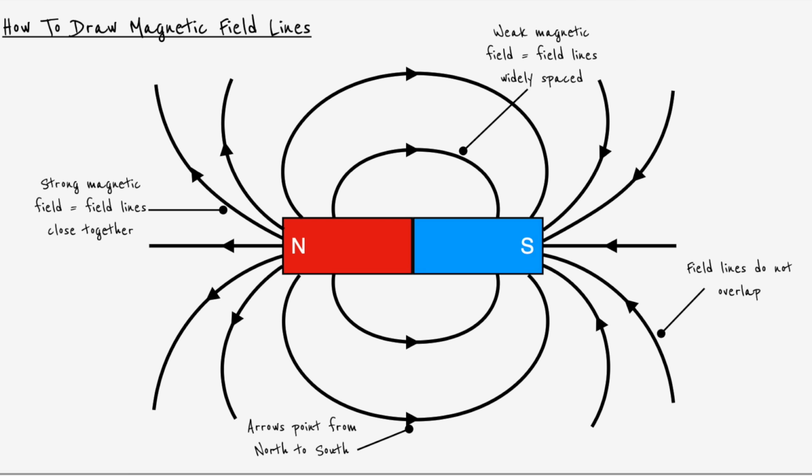Now, where are the magnetic field lines strongest? Closest to the poles of the magnet, and we'll be able to see that visually because the magnetic field lines will be closest together. The magnetic field strength decreases the further away from the bar magnet, and we'll see that displayed as the magnetic field lines moving further apart.